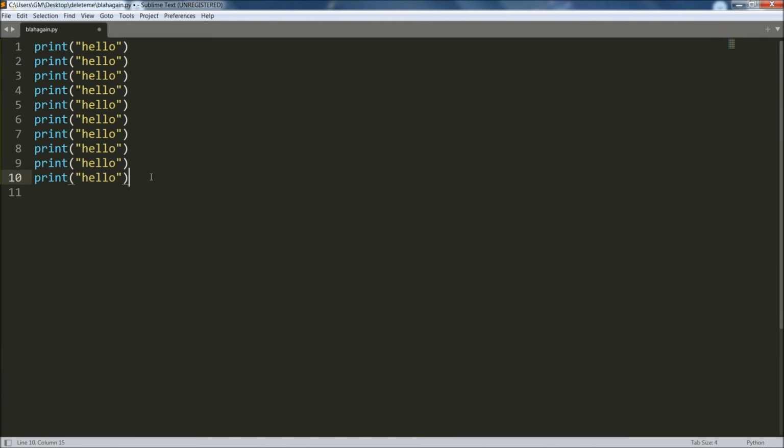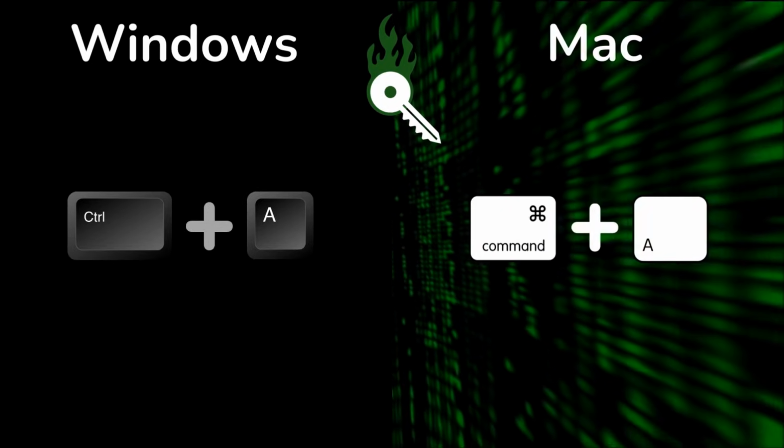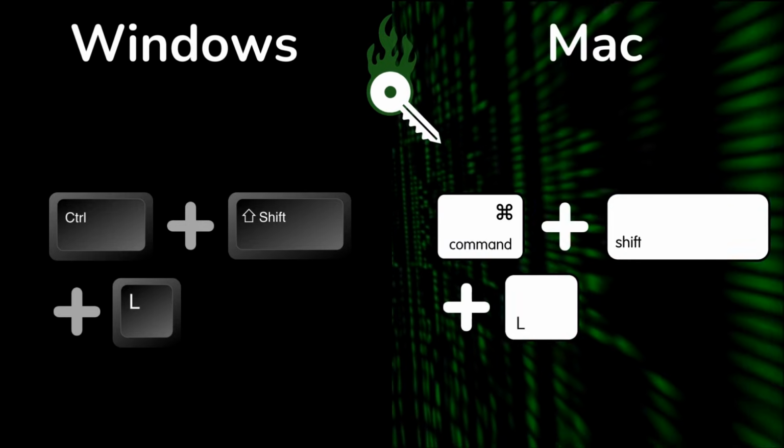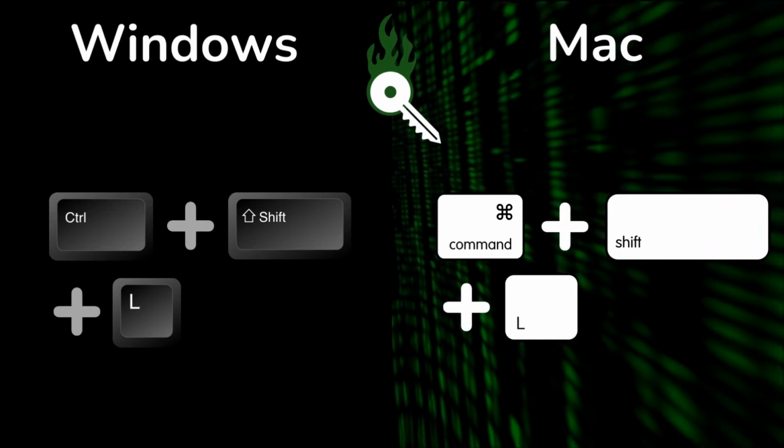After selecting the lines, either by manual selection or by Control A for Windows or Command A for Mac, you can select all lines and then press Control Shift L or Command Shift L for Mac, and you can add, remove, or otherwise edit multiple lines at the exact same time.